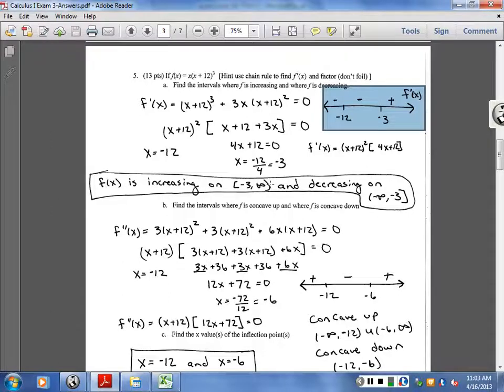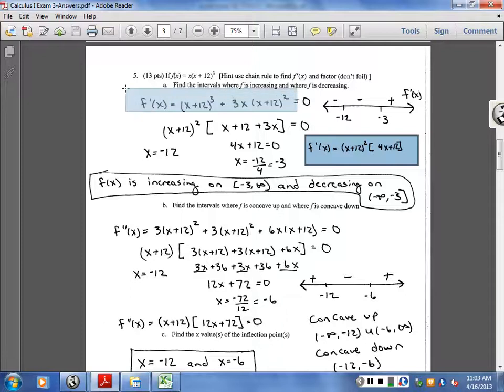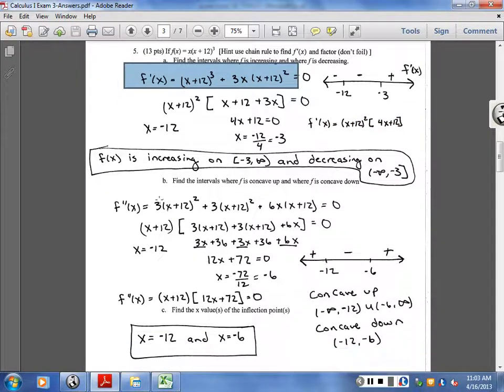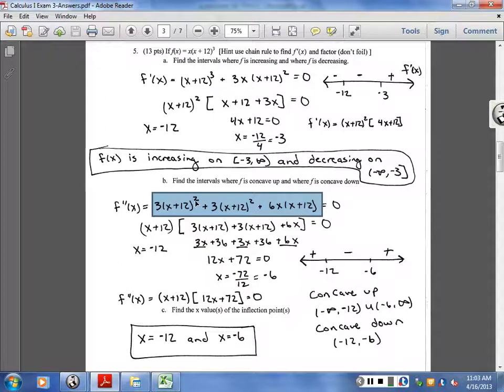Then I have an option. I can simplify the derivative and differentiate this using the product rule and the chain rule, derivative of the first hold the second plus the derivative of the second hold the first, or I can go back up here to what I originally wrote as the derivative and differentiate term by term. So the derivative of the first term is 3 times x plus 12 squared, plus the derivative of the second term, which is the product rule. The derivative of the first, x, is 1, so I'm left with 3 times x plus 12 squared. And the derivative of x plus 12 squared is 2 times x plus 12 to the first power.